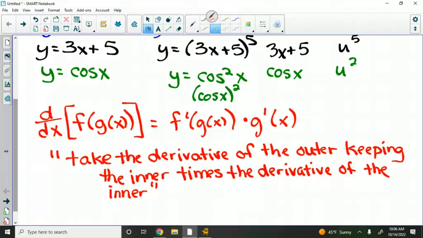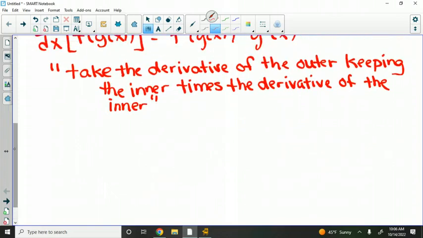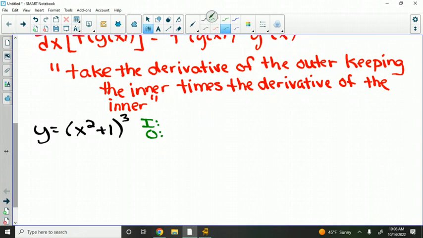Are you ready to see one in action? Okay, we'll start off just nice and easy. The first one we're going to look at, we're going to find the derivative of y equals x squared plus 1, all being cubed. One of the things that might be helpful as we're learning this and just getting going is if you, off to the side, want to identify your inner and outer with the I and the O, it might help organize it in your brain. And so if we look at this x squared plus 1 cubed, any guesses on what the inner is going to be?